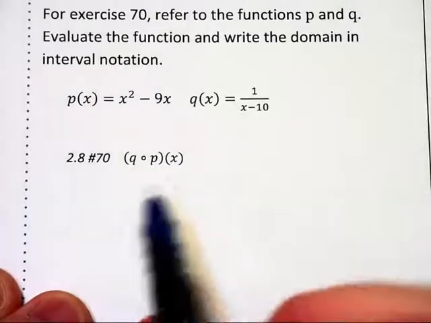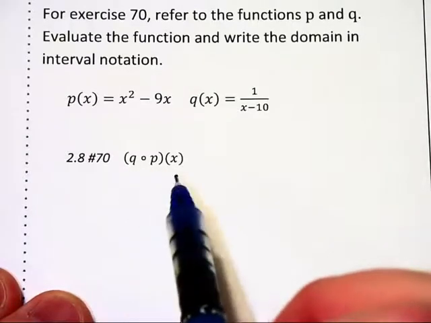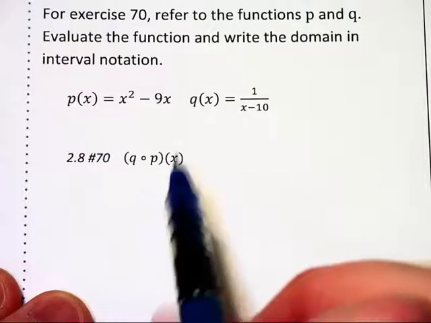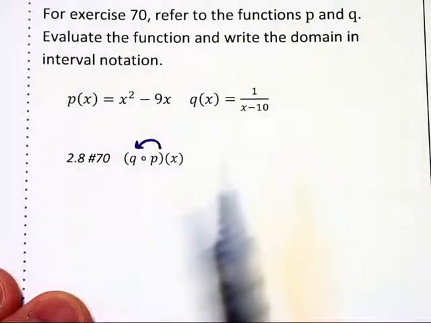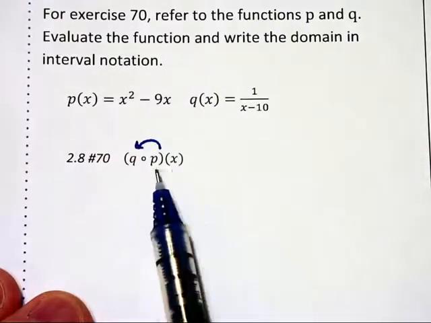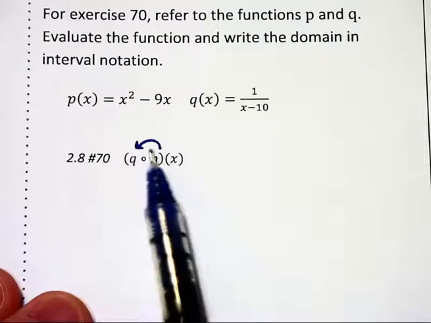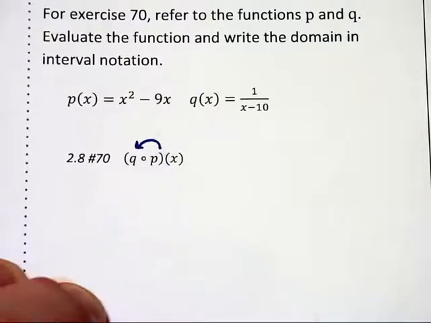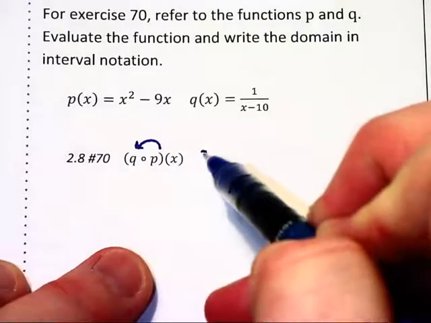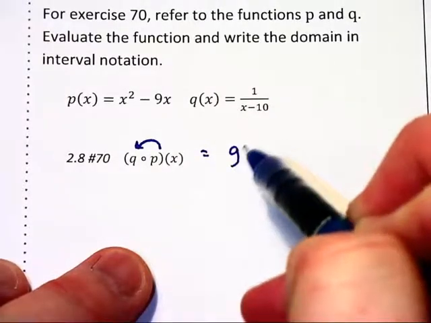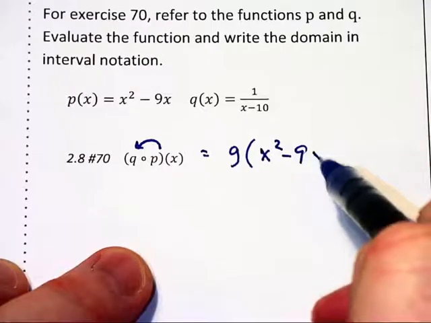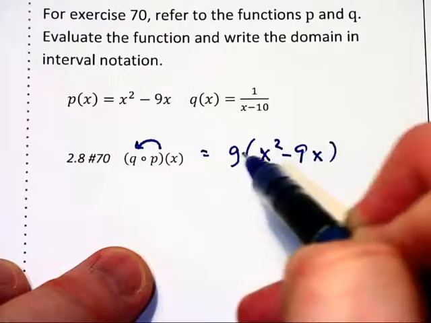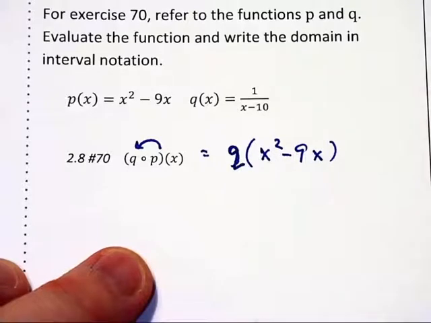Now we're being told to find q composite p of x. There's no number to substitute in. Basically, we're taking p and substituting it into q. It's always the function closest to the of x being substituted into the function further away from the of x. So this is going to equal q of p of x, which is the x squared minus 9x. That's not a very good q. Let's write it that way.